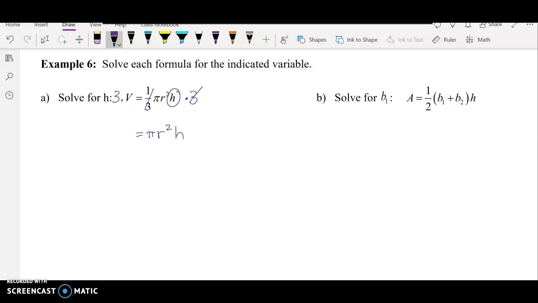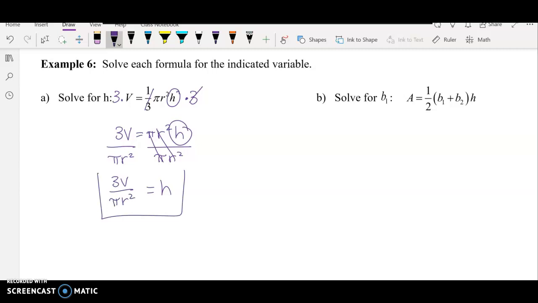So we have pi r squared h all there on the right-hand side and 3v on the left-hand side. Now, if we're trying to solve for h, right now we have pi r squared all together there. Pi r squared is being multiplied by h. So to undo it, we're going to go ahead and divide by pi r squared. And so it's going to cancel out or undo. On the right-hand side, you get h. On the left side, you get 3v divided by pi r squared. And that's the best we can do. We can't really write it as anything else. We're just going to leave it like that.